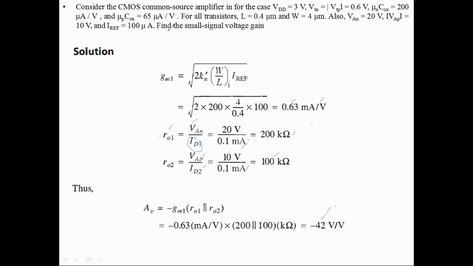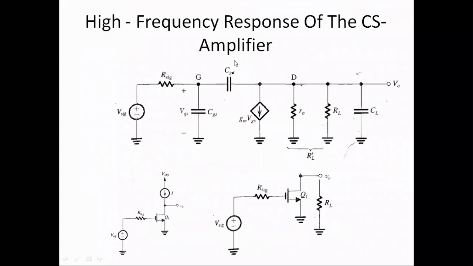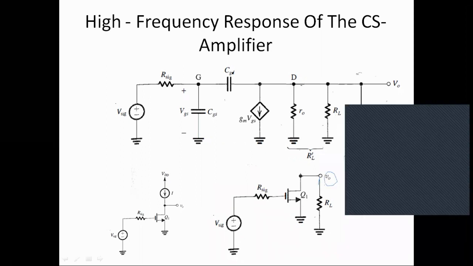Any doubt? Let me move to the next. High frequency response of the common source amplifier. Now, the common source amplifier with current source load can be written like this. If you write the AC circuit, I'm going to connect the load RL. Across RL, V0 is taken. This is the AC circuit of the common source amplifier with RL load.